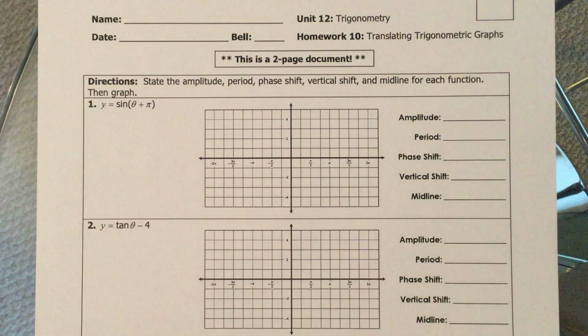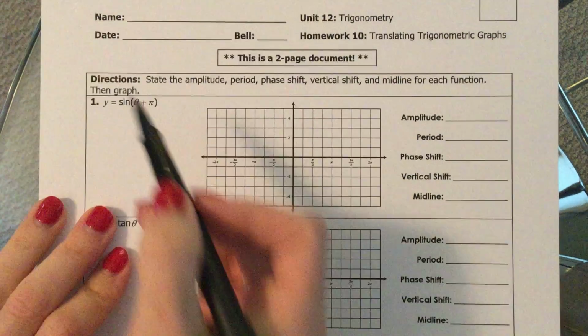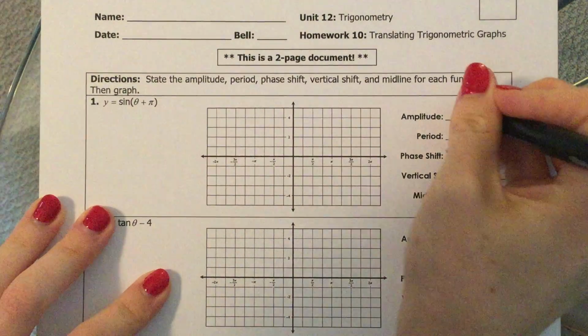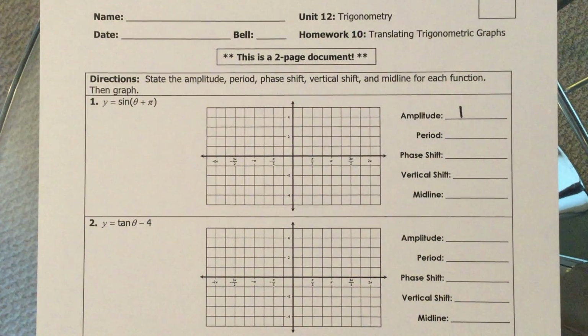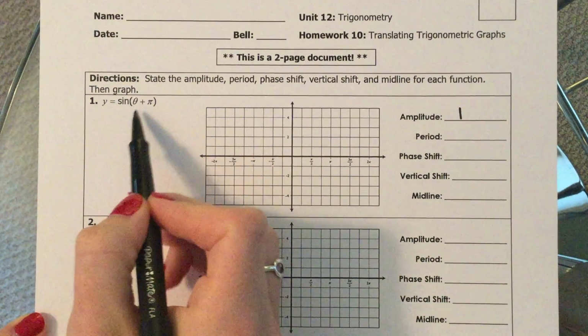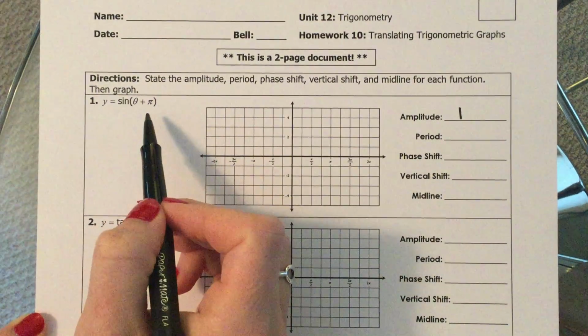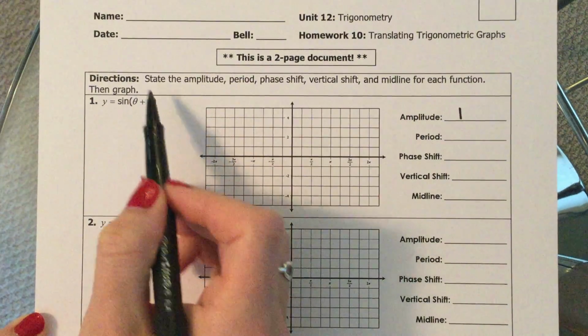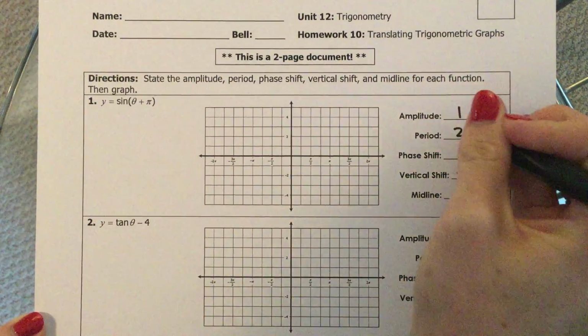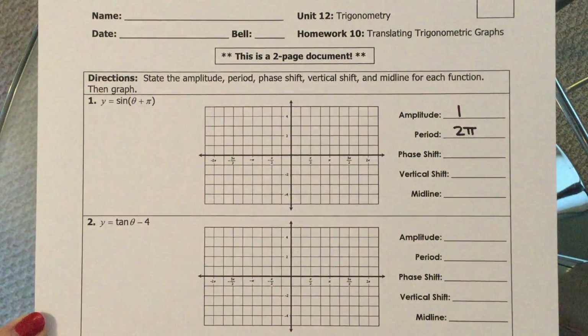So first one, we have the sine of, and then in parentheses, we have theta plus pi. So the amplitude is still the number that's right in front of sine, cosine, or tangent. If there's nothing written there, it's 1 for sine, which is just the standard amplitude. Period, you would take whatever is in front of the theta, and you would take 2 pi divided by it. So for sine, it's always 2 pi divided by whatever value is in front of the theta. There's nothing there, so the period is still just the standard 2 pi.